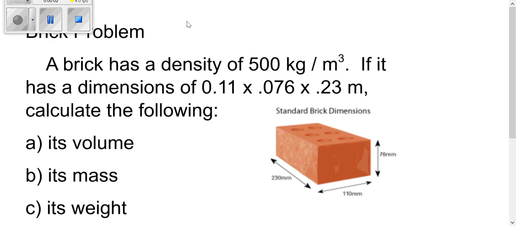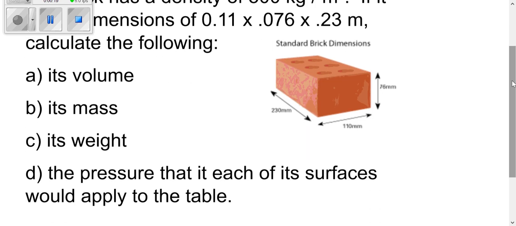All right, so we're going to try this brick problem first. It reads, a brick has a density of 500 kilograms per meter cubed. It has dimensions given in the problem. Calculate the following: its volume, its mass, its weight, and then the pressure that each side of the surfaces would apply if you had it on a table. I've worked it out already on this next screen, so we're going to look at this.